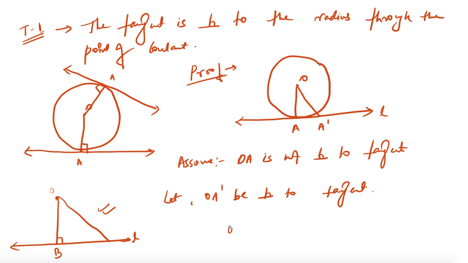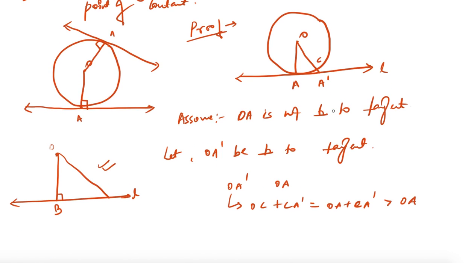Now see, OA dash and OA. If I ask you which of them is greater, obviously your answer should be OA dash. Why? Because say the point where the line OA dash cuts the circle is C. OA dash is nothing but OC plus CA dash, right? OC is equal to the radius of the circle, so that is equal to OA. So this becomes OA plus CA dash. So obviously this will be greater than OA. So it means that OA dash is not the shortest distance, hence it cannot be perpendicular.